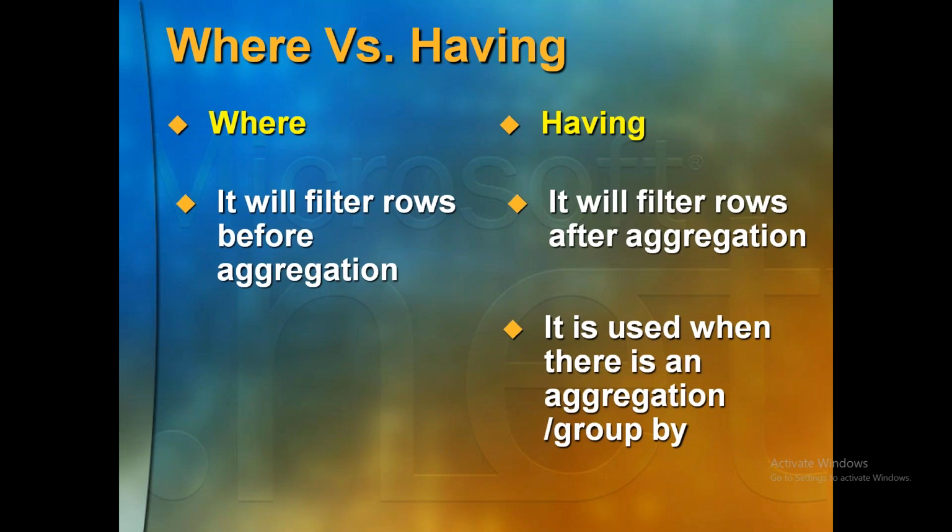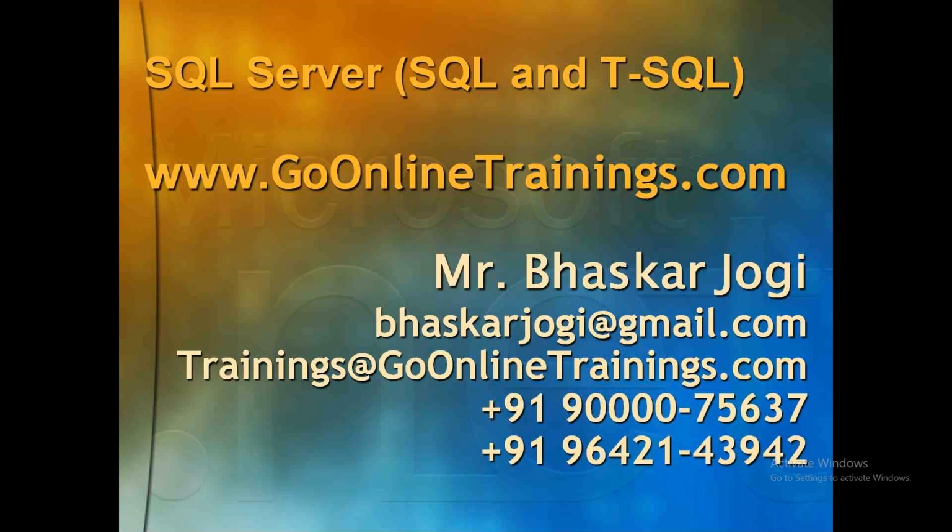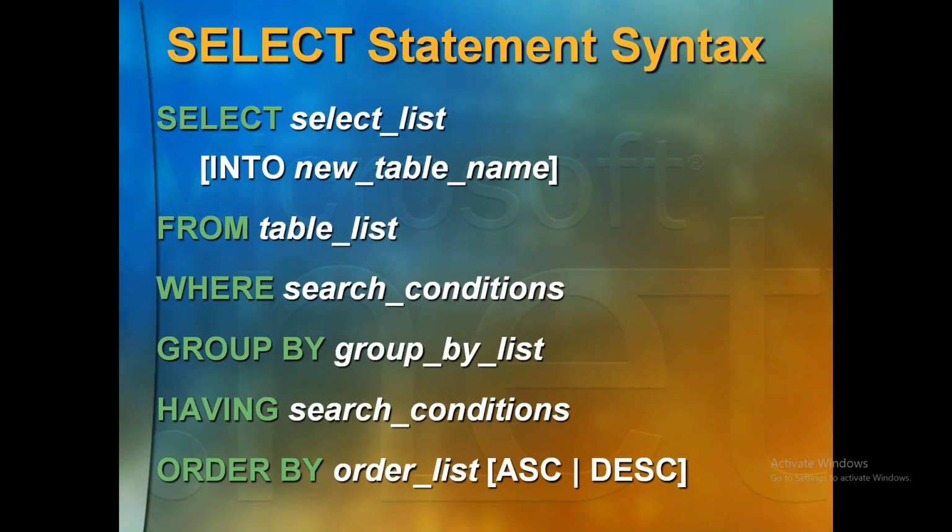Clear? So having clause should have only 5 functions: sum, min, max, average, count star. Only these have to be there in the having clause. So not having product equals FD. Like that you must not write in your having clause. Clear, guys? And this is the complete syntax of query.